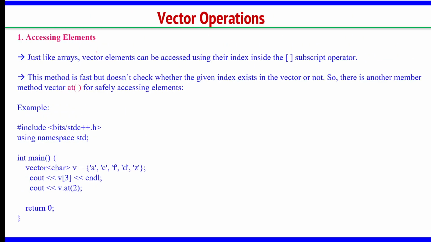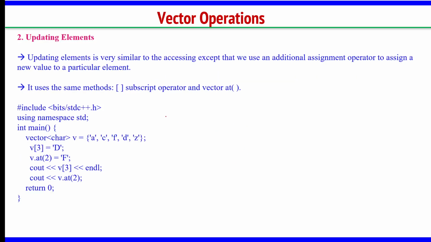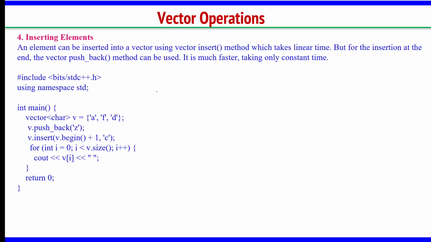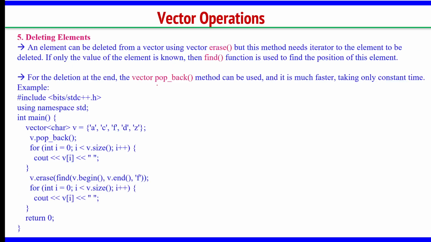If you summarize, to access elements you can use the subscript or dot at function. Next, to update elements you can directly assign values like we do for normal array variables. To traverse, you have to use the size function, because we do not know the number of elements in the vector. So, we use the size function to know the number of elements. For inserting, I can use the insert function at some location, or the pushback function to insert at the end. Same way for deleting, I can use pop back to delete at the end, or I can use erase. For erase, you have to give the index. To find the index, you have to use the find function.